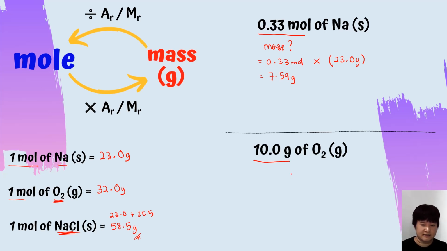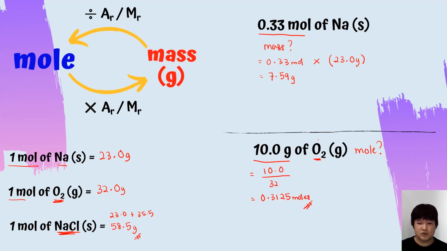Vice versa, if the question gives you in the form of mass, the question gives you 10 gram of oxygen gas, but the question asking for number of mole. How many mole is that? We will take the 10 gram of oxygen gas, divide with the relative molecular mass of oxygen, which is 32 gram. So 10 divided by 32. When you press your calculator, you realize that is 0.3125 moles.